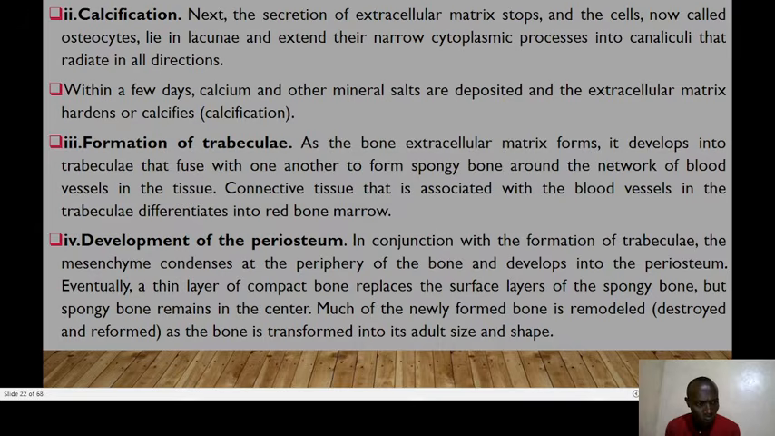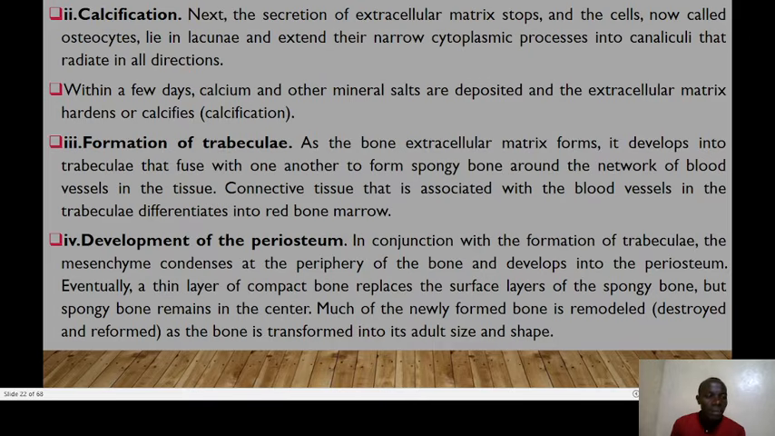From calcification, we now go to the formation of the trabeculae. So as the bone's extracellular matrix forms, it develops into trabeculae that normally fuse with one another to form spongy bone around the network of blood vessels in the tissue. So connective tissue that is associated with the blood vessels in the trabeculae differentiates into the red bone marrow.